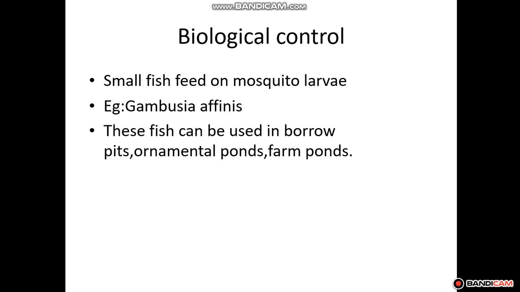Biological control measures. Small fish feed on mosquito larvae, for example, Gambusia affinis. It is a fish. If this fish is kept in ornamental pots or stagnant water, it will eat these larvae, thereby we can control the mosquitoes. These fish can be used in borrow pits, ornamental ponds, and farm ponds.